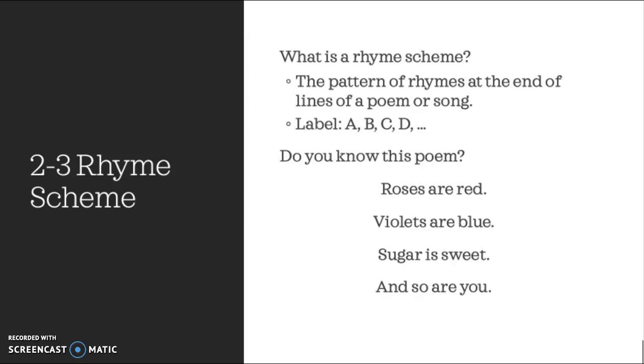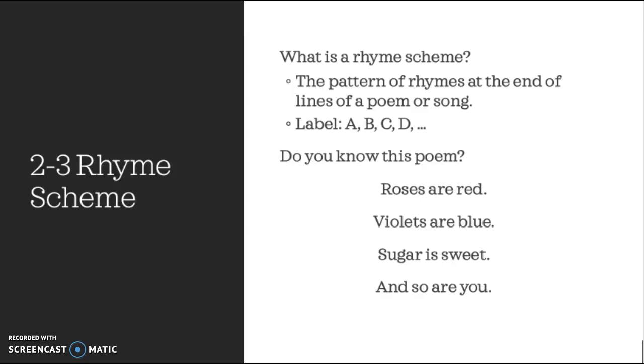When you label rhyme scheme, again, scheme is talking about the pattern, and rhyme is talking about the same type of sounds. When we label it on a poem, we use the letters of the alphabet. We always start with the letter A, and notice that they're capitalized. They will never be lowercase letters. So, take a look at this poem. I bet you all know it. It says, "Roses are red, violets are blue, sugar is sweet, and so are you."